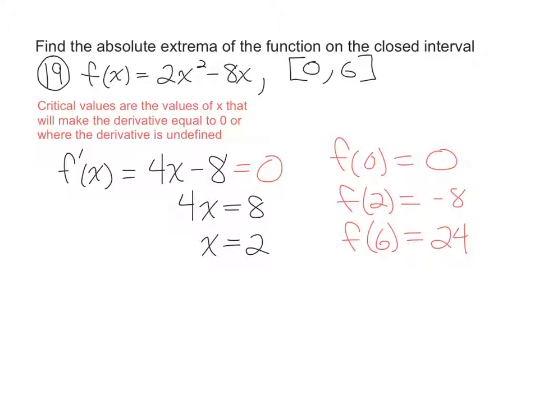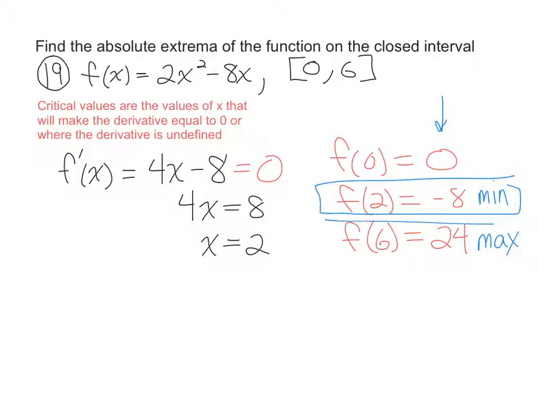Then out of these numbers right here, we just need to pick the maximum and the minimum numbers. This is the smallest number, so here is your minimum. This is the biggest number. Here is your maximum.